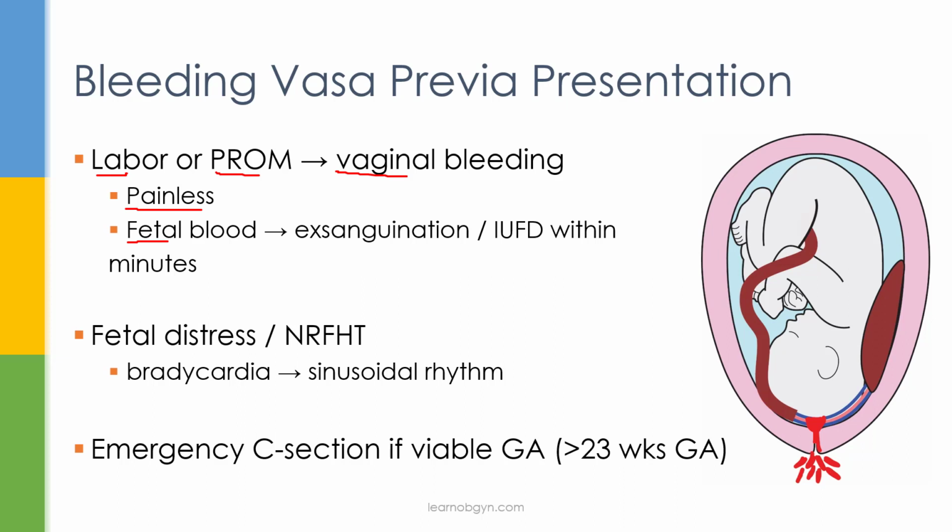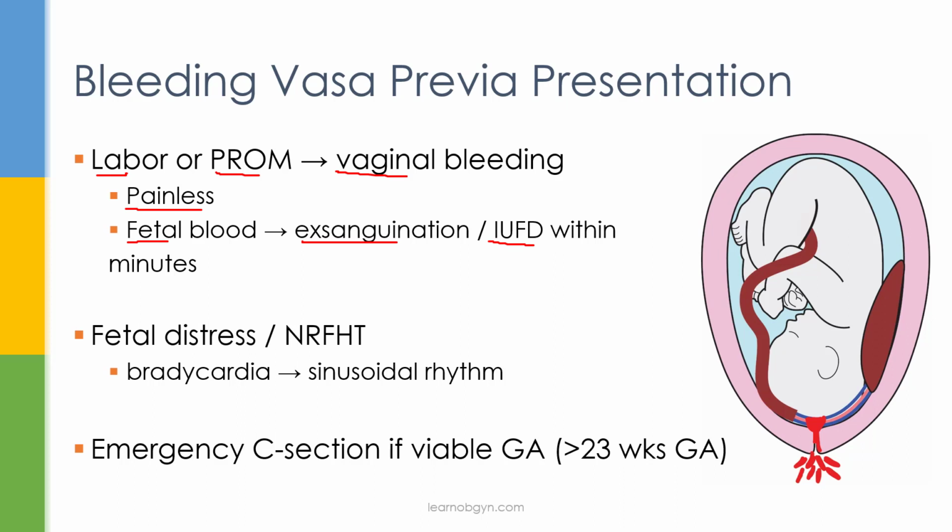And because it's coming straight from the umbilical artery, or the main source for the fetus, this is basically like if you had your aorta or your inferior vena cava cut in half. You get rapid exsanguination and an IUFD, or intrauterine fetal demise, within minutes. You don't have time to do a full NST, which is 20 minutes. Usually what you do is you only get a quick Doptone just to make sure that the heart rate is still present in the fetus.